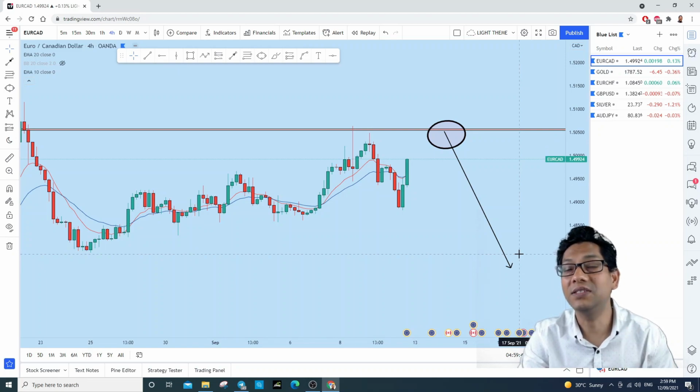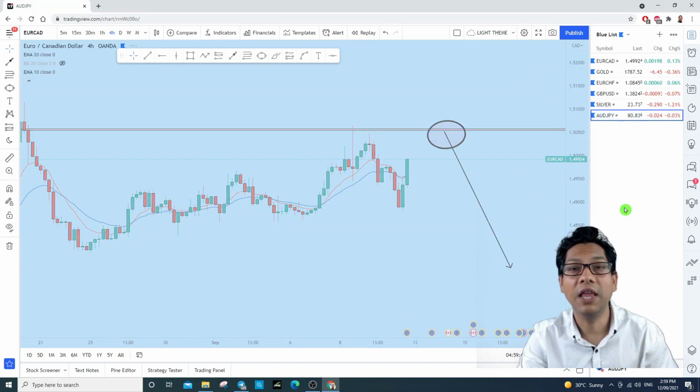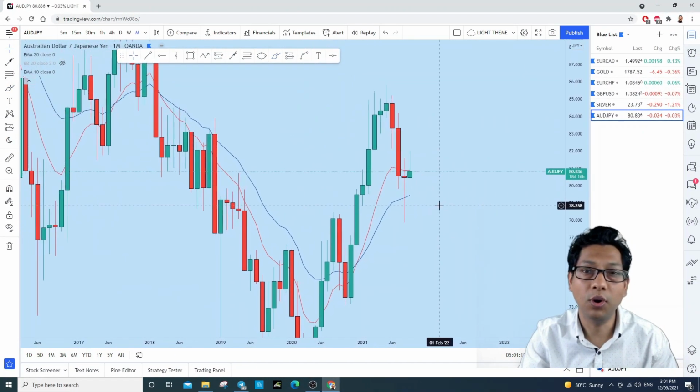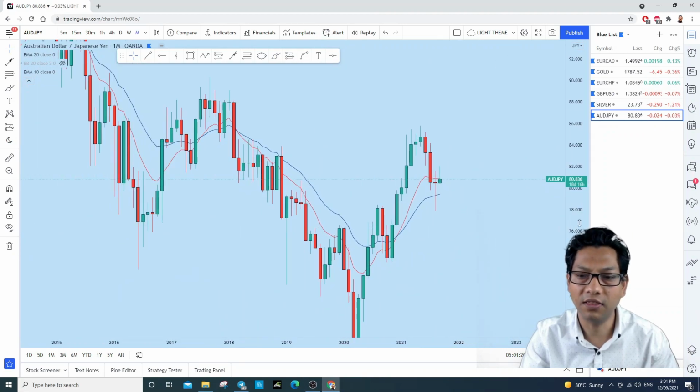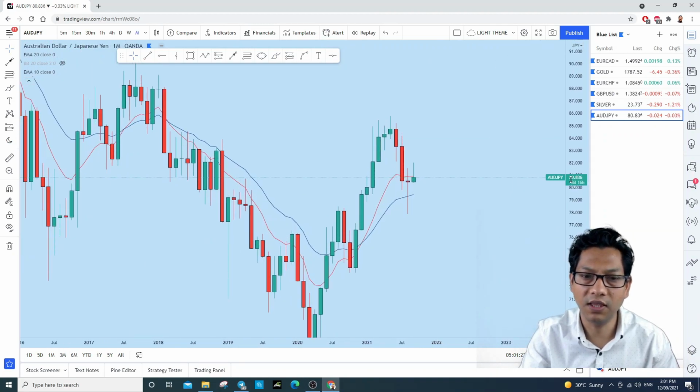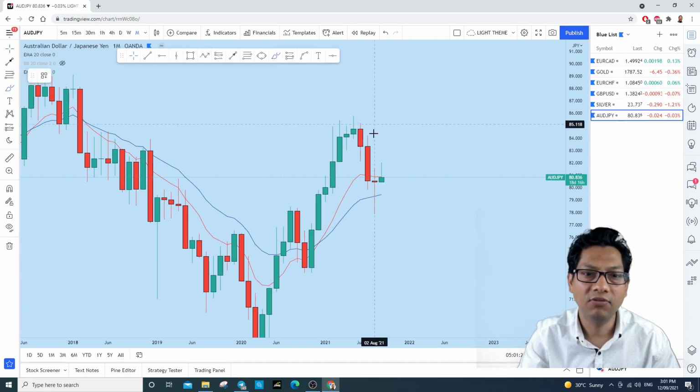Now let's jump on to another currency pair that we will be looking to trade this week, which is AUDJPY. Let's look at the bigger picture first on the monthly. What we see on the monthly, look at this back to back 3 months.